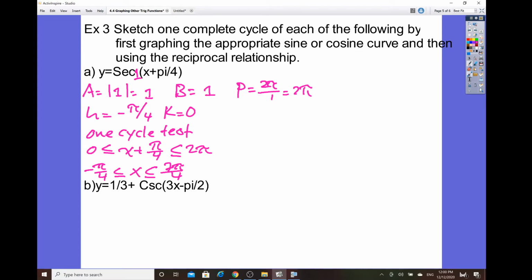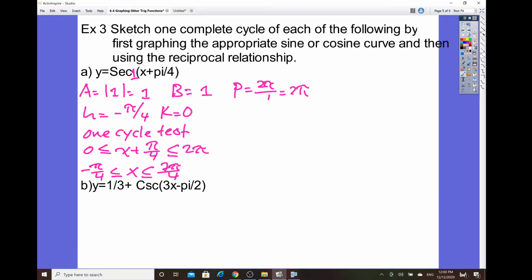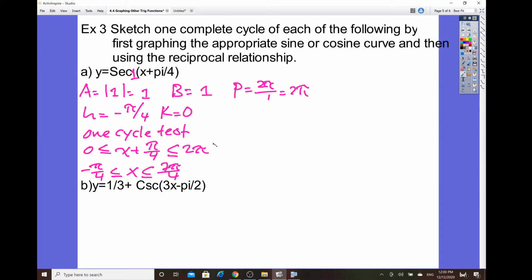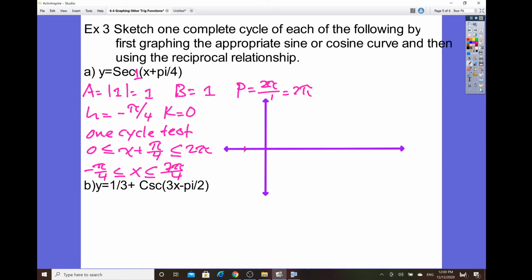Okay, so let's just make the x-axis and the y-axis. Let's do that part one more time. So from negative pi over 4 to 7 pi over 4, from here all the way to here. And then the y-axis, the x-axis, and then the 0.